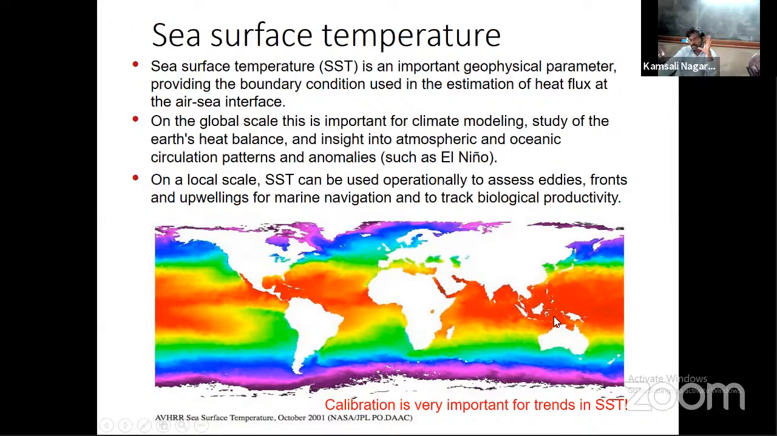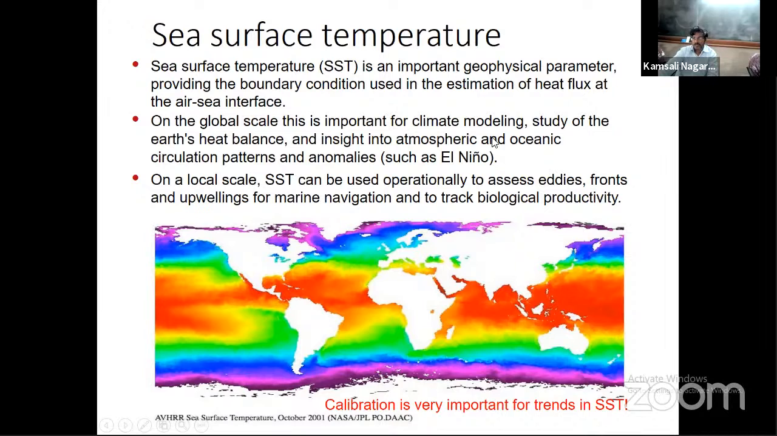Here you are getting much rainfall during this season, maybe from the depressions over the Bay of Bengal. The Bay of Bengal and the environment around it requires a good psychiatrist and a physicist to look into the phenomena. Those physicists are known as meteorologists nowadays. The sea surface temperature is an important geophysical parameter which provides boundary conditions used to estimate the heat flux at the interface between sea and air.